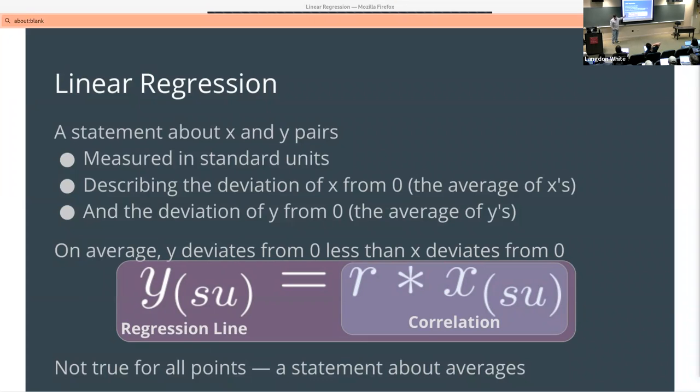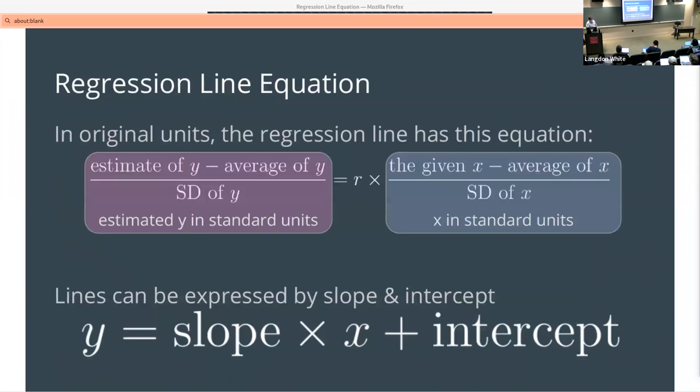But this is our regression line, so in a linear regression, we end up with a regression line, and this is the calculation for it. All right. So in original units, the regression line has this equation. If you use the original values, before you convert to standard units, this is what it really looks like. So this is all broken down before you do that conversion.